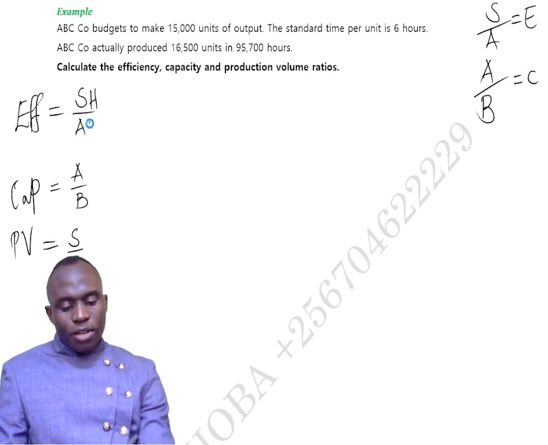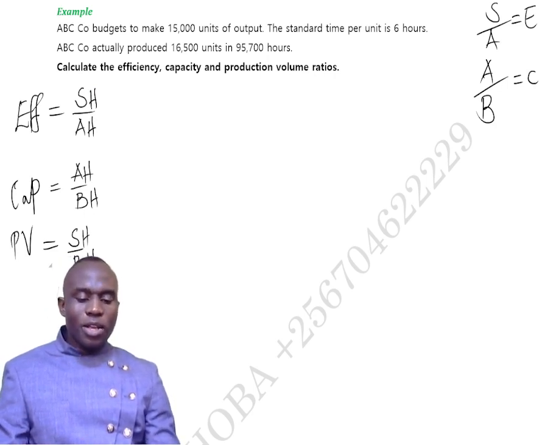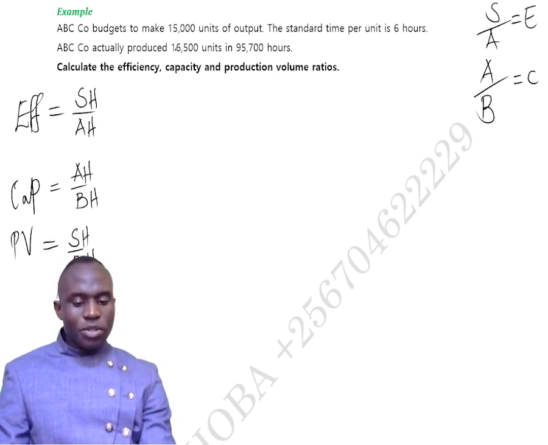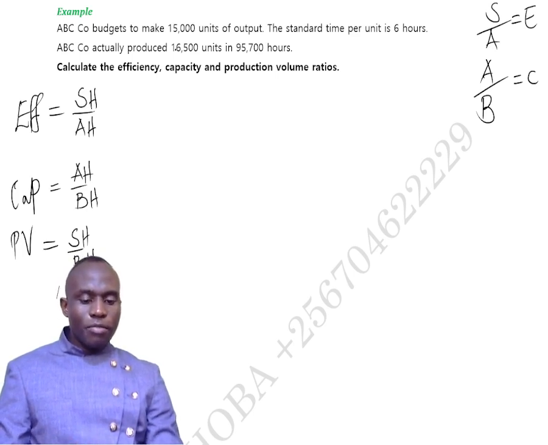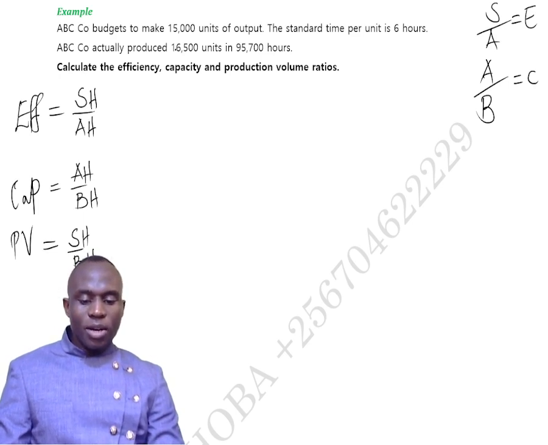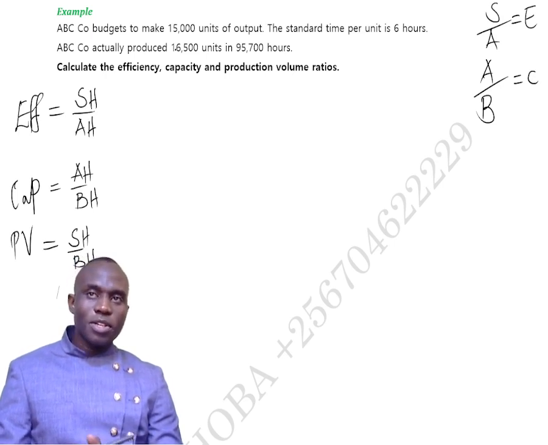Now you just add H throughout. Actual hours, budgeted hours, standard hours, budgeted hours. So everything times 100%. So we read the question. A company has budgeted to produce 15,000 units, and the standard time per unit is 6 hours. The company has actually produced 16,500 units in only 95,700 hours. So what would be the efficiency ratio?